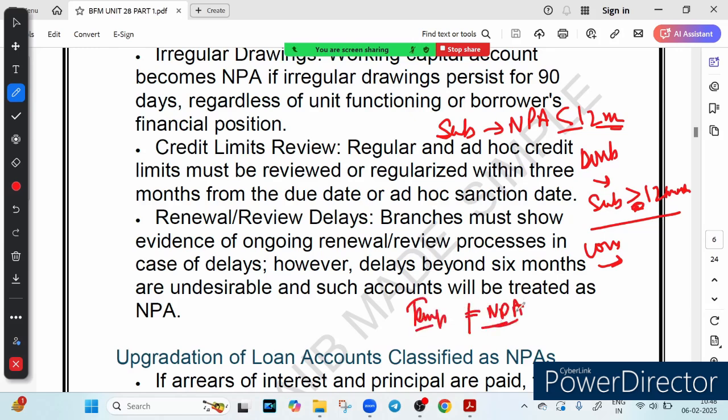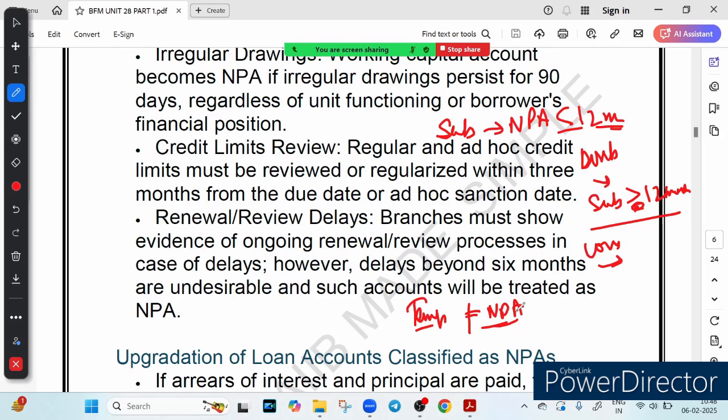Unless irregularity persists beyond the allotted period. Just now we have seen, suppose you are not renewing the loan, you have a working capital and you're not renewing it for 6 months, obviously it will go into NPA. The credit limit has not been reviewed for the last 3 months, obviously it will go to NPA. And if they are irregular in drawing for 90 days, obviously it will go into NPA, right?